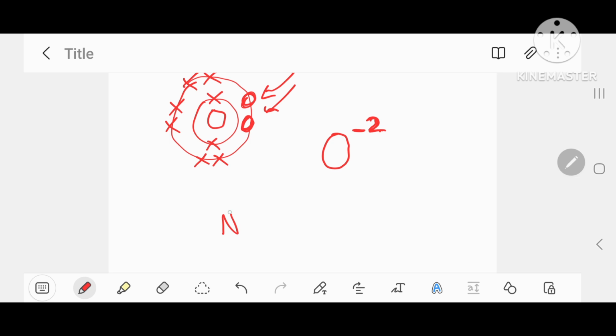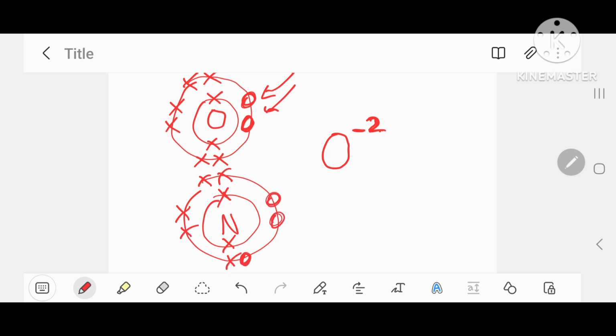So nitrogen has 7 electrons. So 1, 2, 3, 4, 5, 6, 7. And to achieve a full outer shell, it's got 1, 2, 3 gaps for 3 electrons. So it wants to gain 3 electrons to have a full outer shell. So it's a non-metal. Being a non-metal, it wants to have a minus charge overall. So it's N minus 3.